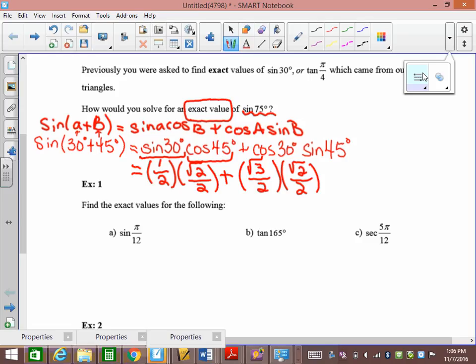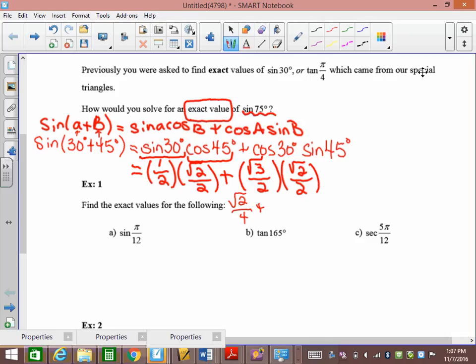The problem is people get to sine a half all the time. I see it all the time. Okay, don't do that. So now when you multiply fractions, you multiply across the top, across the bottom. So I'm going to get root 2 over 4. Plus, what's root 3 times root 2?